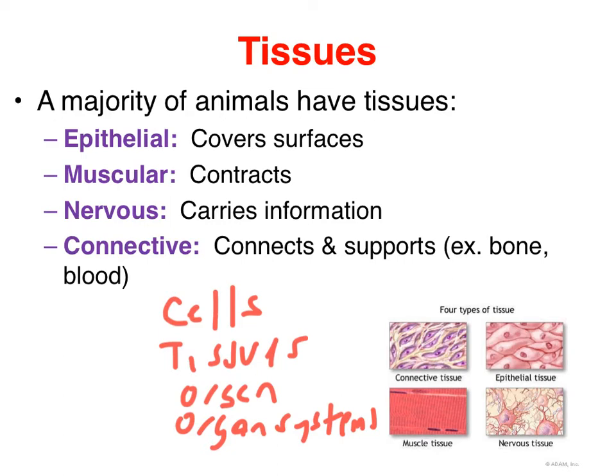Epithelial tissues, which are those that cover the surfaces of the organism, for example, skin. Muscular tissue, which is specialized and developed for contracting. Nervous tissue, which is specifically designed to carry sensory information, and then connective tissue, like, for example, your blood and your bones. Depending on the complexity of the animal will determine how many layers of tissue they have. And not all animals have tissue, and not all animals exhibit all 4 types.